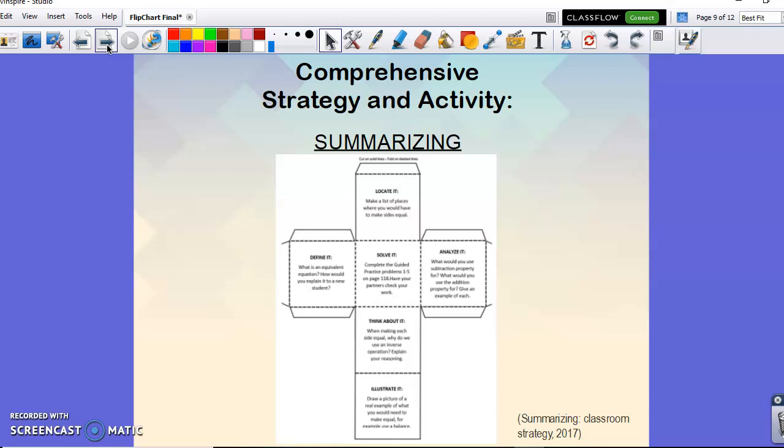And summarization is important in the math classroom because it keeps building on your knowledge and your comprehension of past knowledge. So you want to keep going over that in the math classroom.